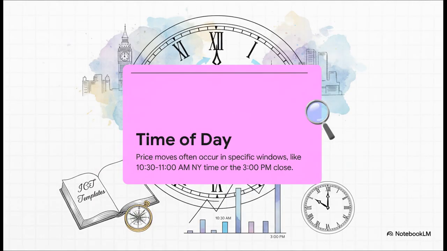And finally, time of day. This one's a game changer. It's the idea that significant price moves aren't just random. They often happen in predictable windows. Key times like the 10:30 to 11 a.m. New York window, often called the London close, and that final hour of trading into the 3 p.m. bond close. Holding a trade into these windows is often how you capture the biggest part of the day's move.